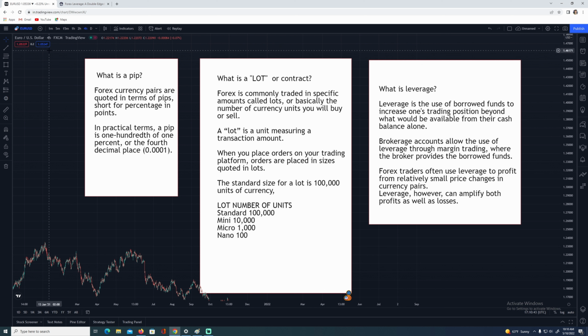Now, most brokers in the Forex market are going to let you place orders smaller than that, but that's the standard: 100,000.